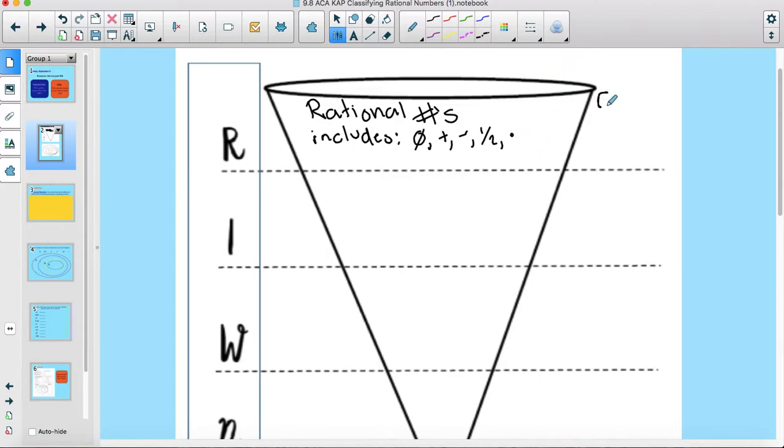So some examples of rational numbers are 2, 0, -2, 3/4, and 4 5/10.